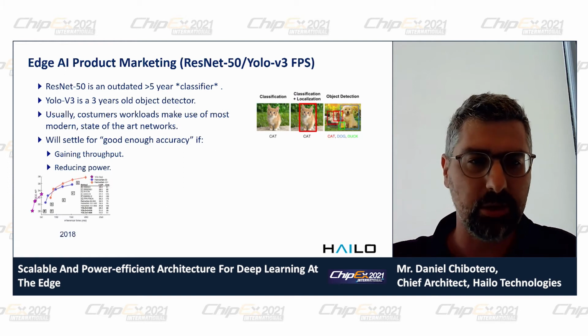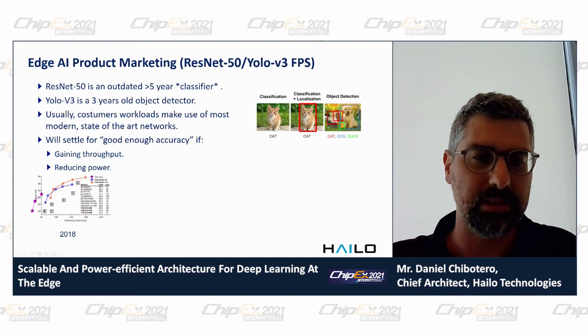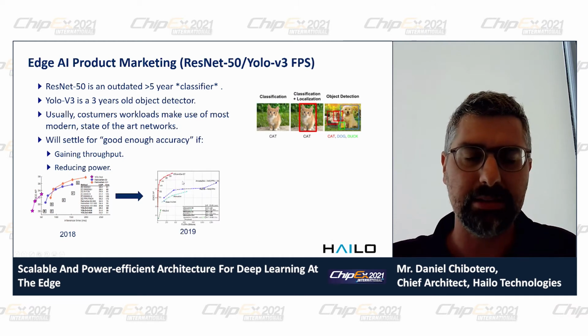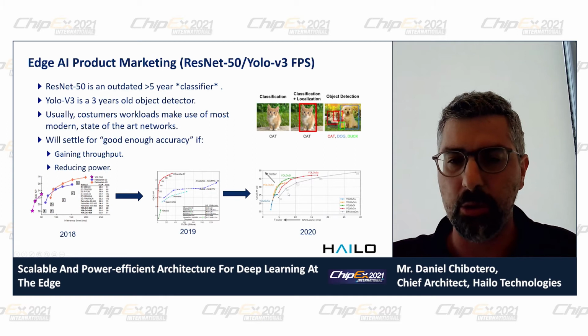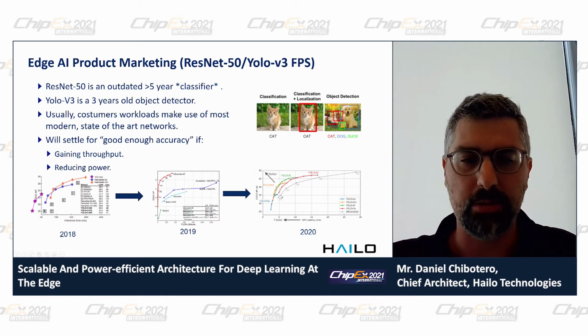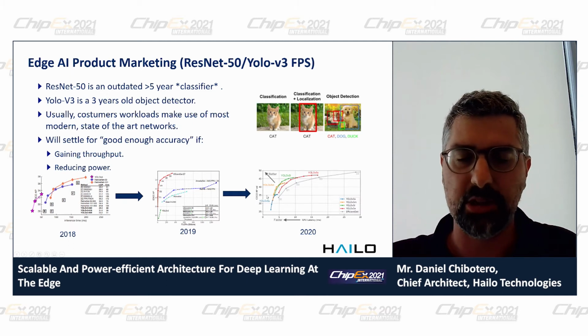And as you can see, actually YOLO V3 was the state-of-the-art object detector in 2018 and 2019. But in 2019, EfficientDet by Google outperformed YOLO V3. And in 2020, YOLO V5 outperformed both. So sticking to a specific benchmark won't do any good because the research in this field evolves very quickly.